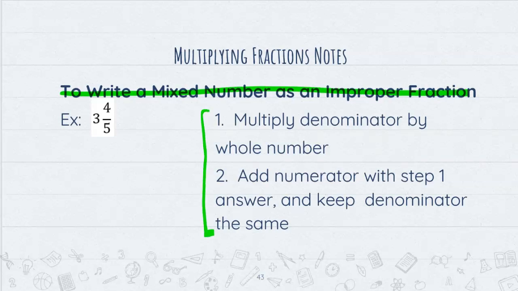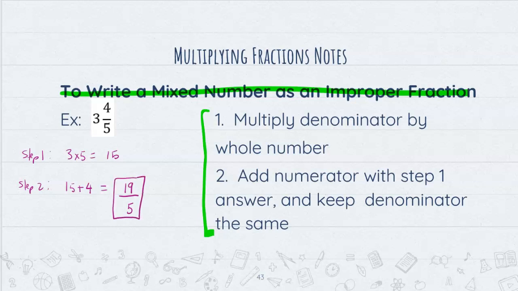So the first thing we're going to do is multiply the denominator by the whole number. And then you're going to add the numerator to the step 1 answer and keep the denominator the same. What does that look like? So step 1 on this problem, 3 4/5: we are going to multiply 3 times 5 to get 15. Step 2, we are going to add the 15, which was our answer from step 1, with the 4. This is going to leave me with 19, so it's my numerator, and we keep the denominator the same, which is 5. So 19 over 5.